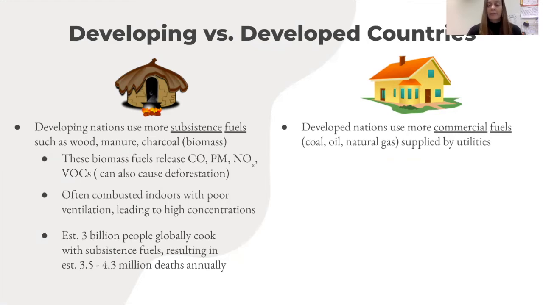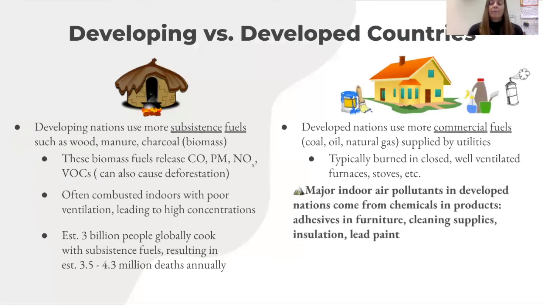In developed nations, so like our own, we tend to use a lot more commercial fuels, coal, oil, or natural gas that are supplied by the utilities. These are typically burned in furnaces. Those furnaces tend to be very well ventilated and adequately supplied with oxygen, so we create less carbon monoxide. That means that heating and cooking for us in the developed world are not significant contributors to our indoor air pollutants, but much more of our air pollutants indoors in developed nations come from chemicals in our products.